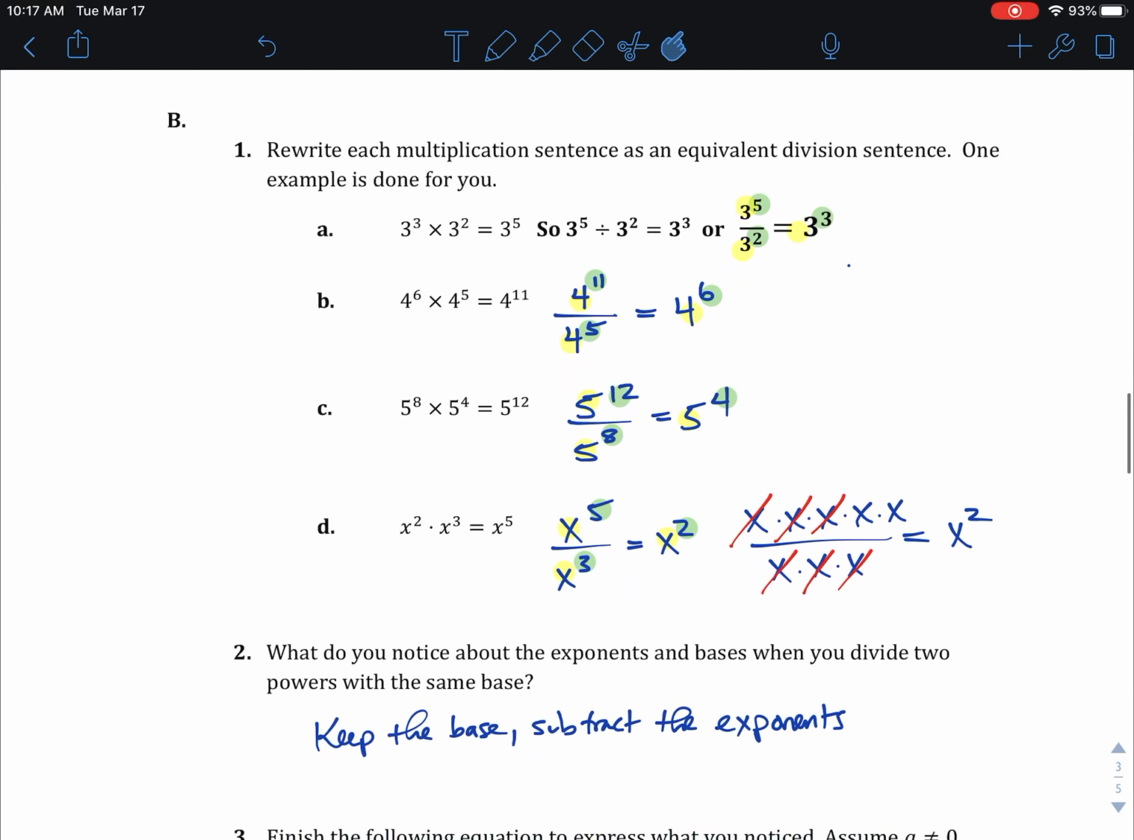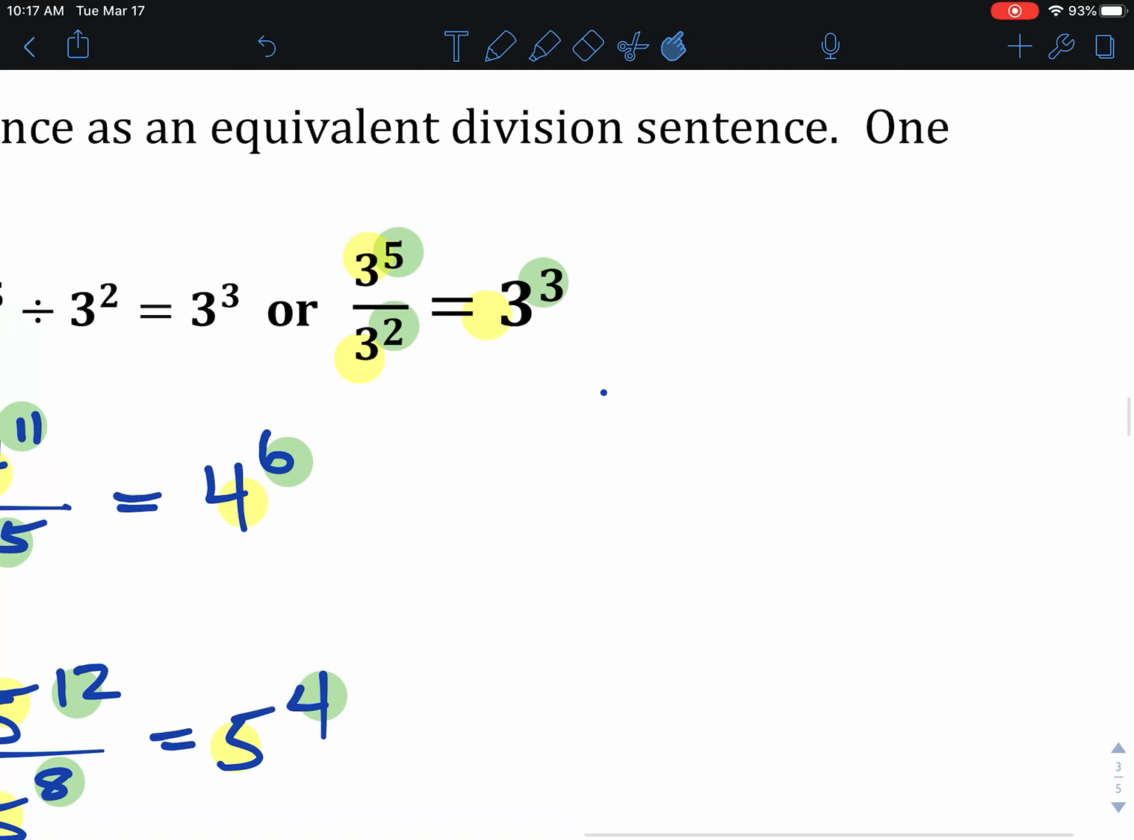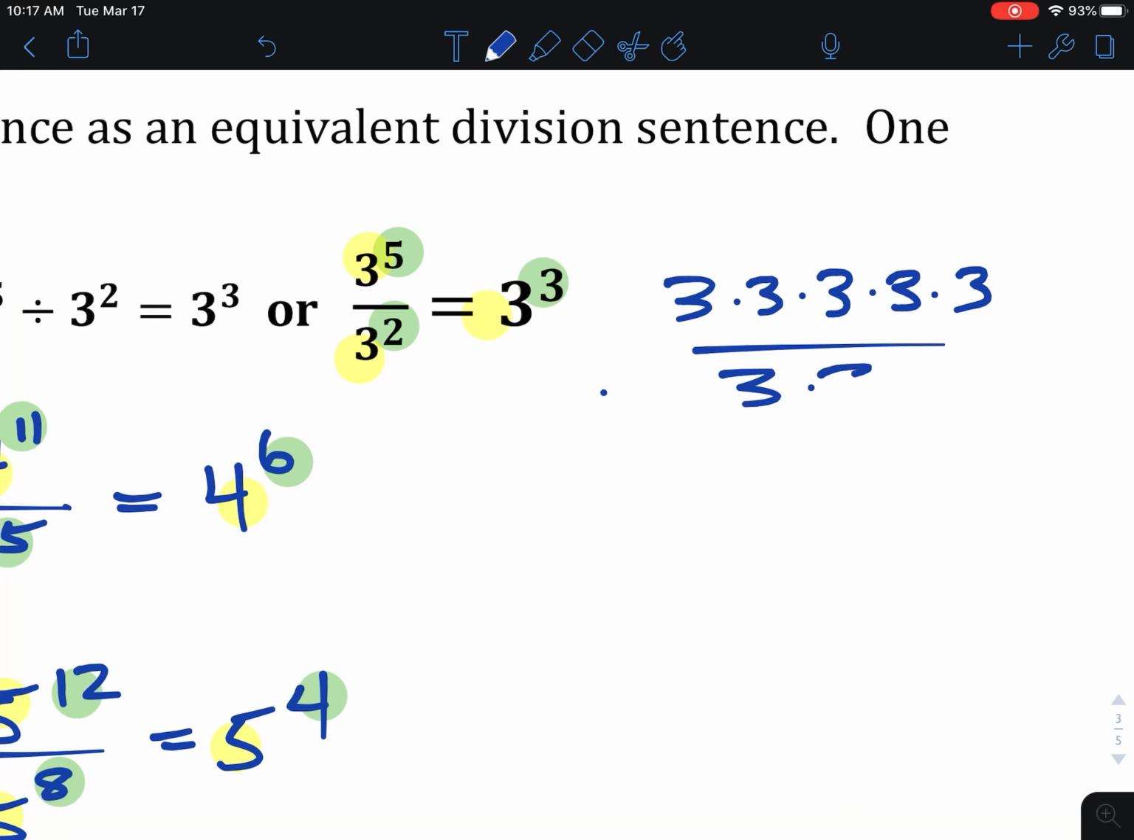For dividing, it's the opposite of what it was for multiplying. When we're dividing, you keep the base and you subtract the exponents, because essentially what happens is they cancel out. For example, 3 to the 5th divided by 3 squared would be 3 times itself 5 times, divided by 3 times itself twice.